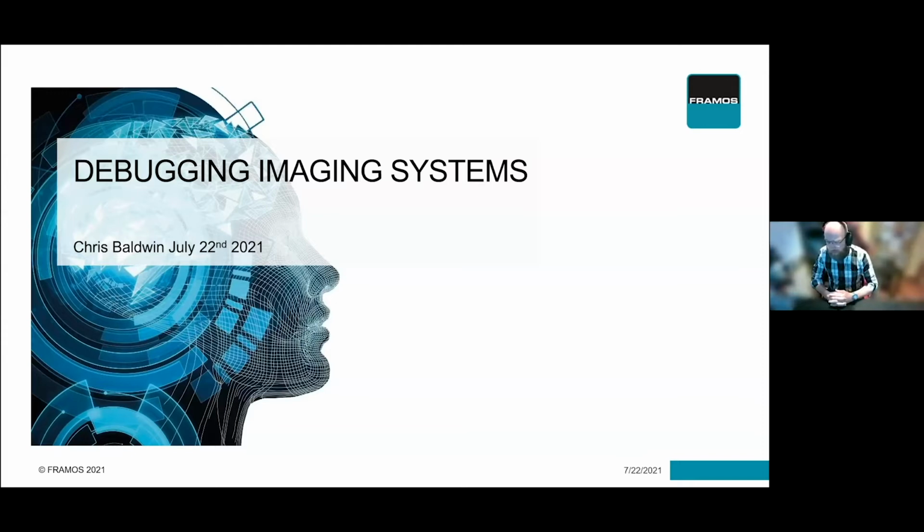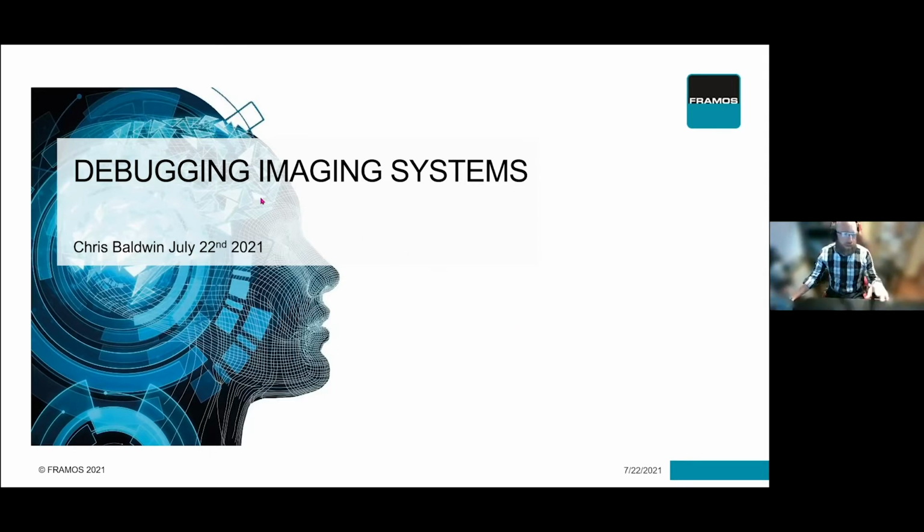Typically, we would be presenting either a technology, a product, or features of a product. Here, we want to open up the doors to my part of the FRAMOS family, and that is to talk about how we go about helping customers take what is either a new or definitely a complex product, such as an image sensor, and integrate that into a device to create a full system.